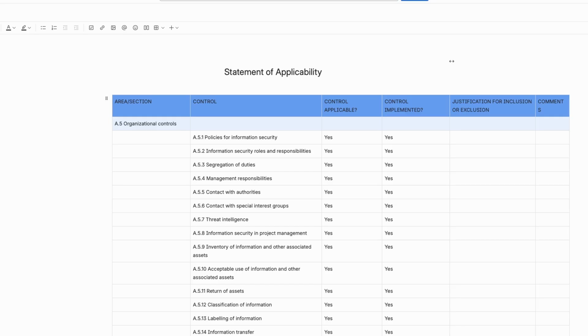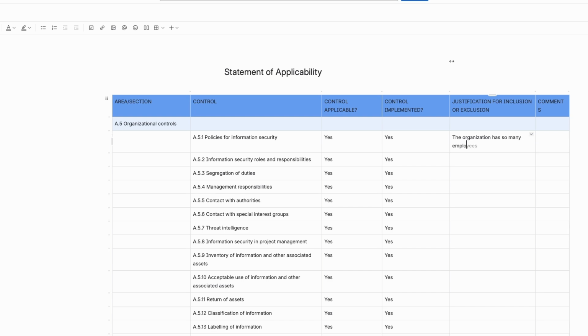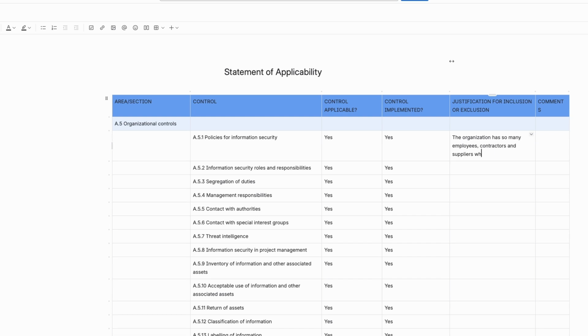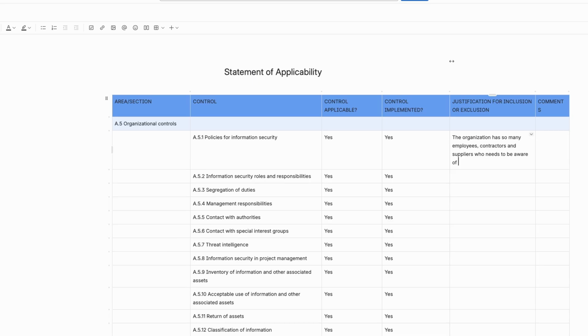The justification is necessary here because you need to explain why the control is applicable in your environment. A typical example, let's take it one by one, will be A5.1, policies for information security. What will be the justification? Here we are saying that the organization has so many employees, contractors, and suppliers who need to be aware of how we manage our security, and this makes the justification of why policies for information security are needed in our environment.